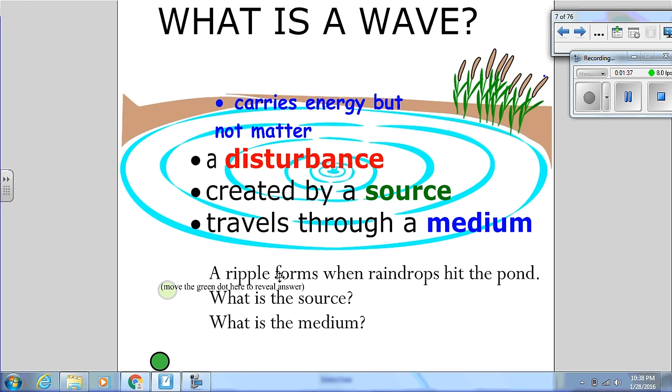If you said a raindrop, then you are correct, because the ripples in the pond were formed by the raindrop, so that was the source of the wave. What is the medium? What is the wave traveling through? If you said pond, then you are correct. The wave is traveling through a pond, therefore making it a medium.